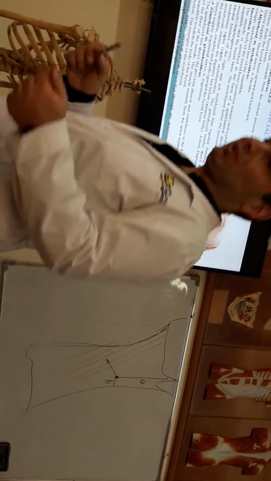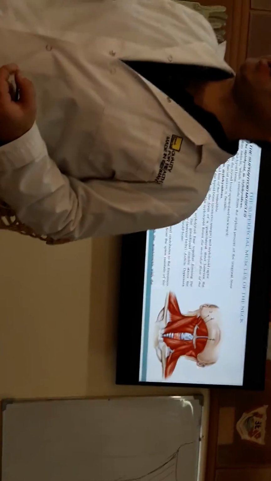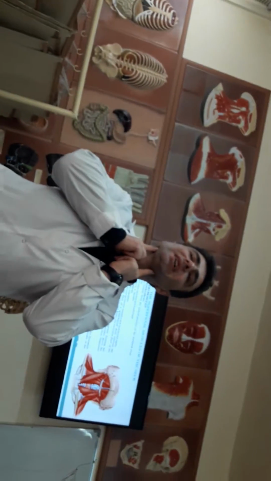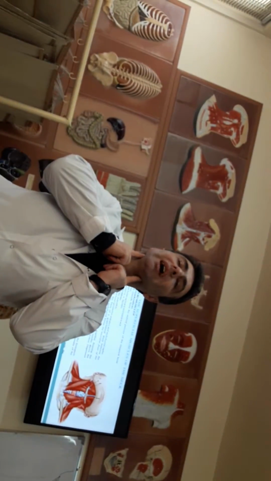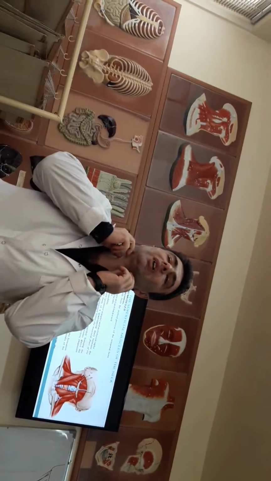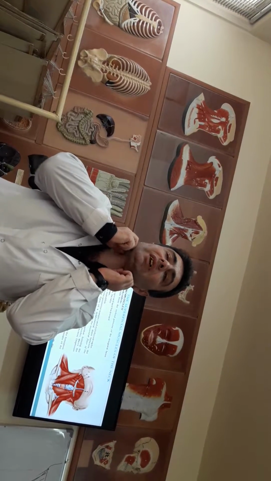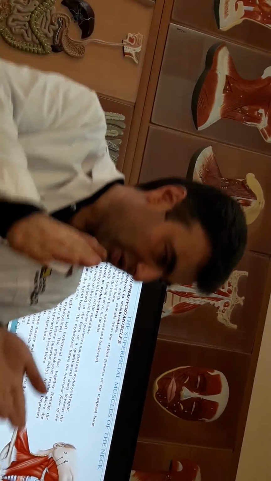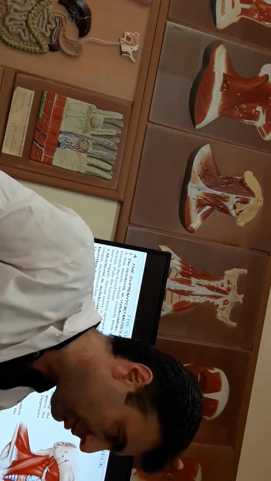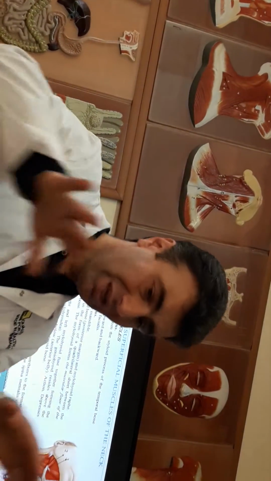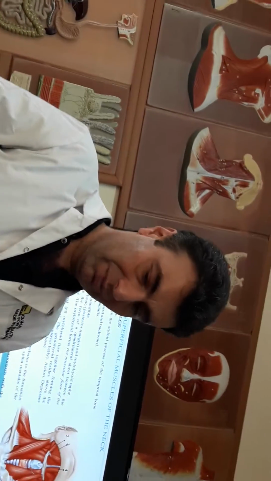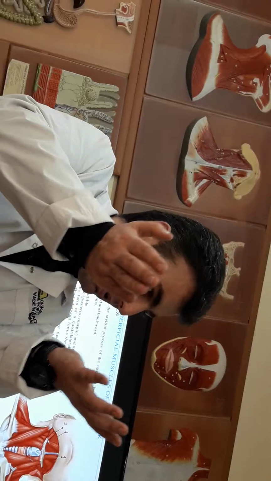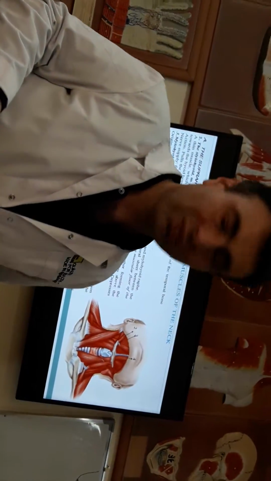Remember please, once again, the mylohyoid muscle starts from the mylohyoid line and finishes in the hyoid bone. Now, when it contracts, the mandible will go down and the hyoid bone will go upwards, because they are connected to each other by this muscle. Remember please, it depresses the mandible and pulls the hyoid bone upwards.